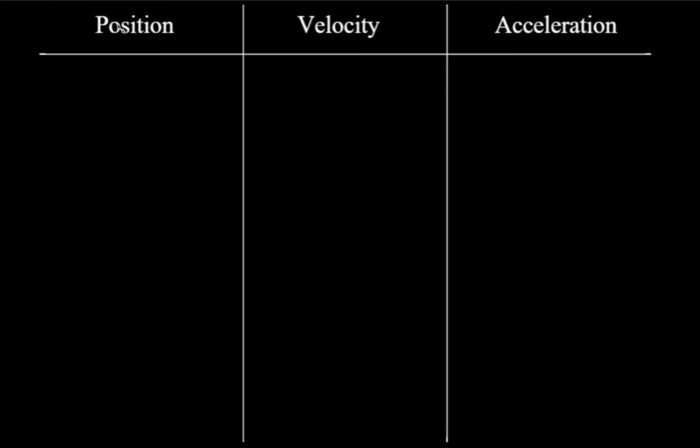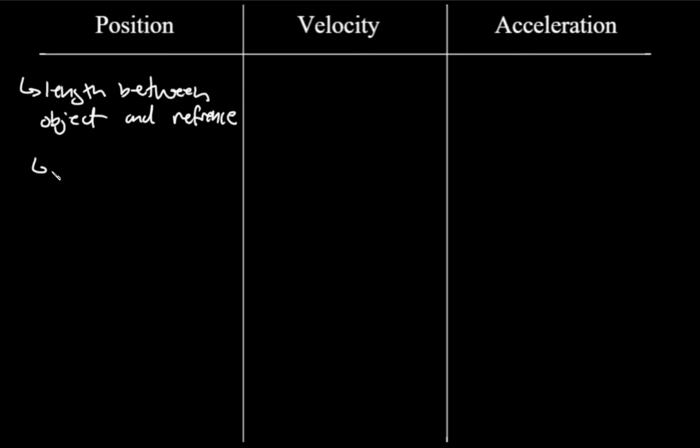Let's start with position. Position is the length between an object and a reference point. We typically measure position in meters. You see this written as m often. And the variable we use is x.